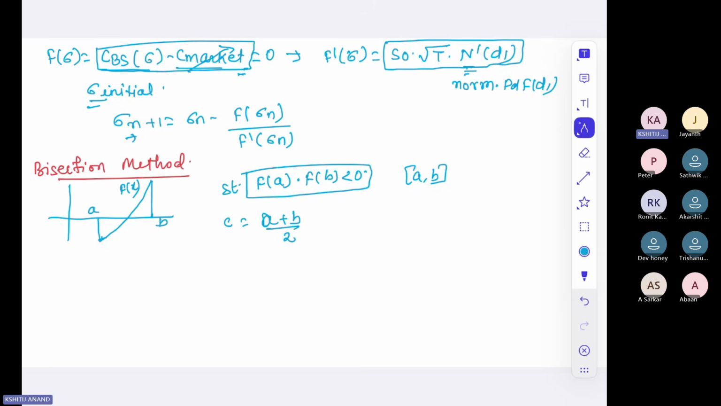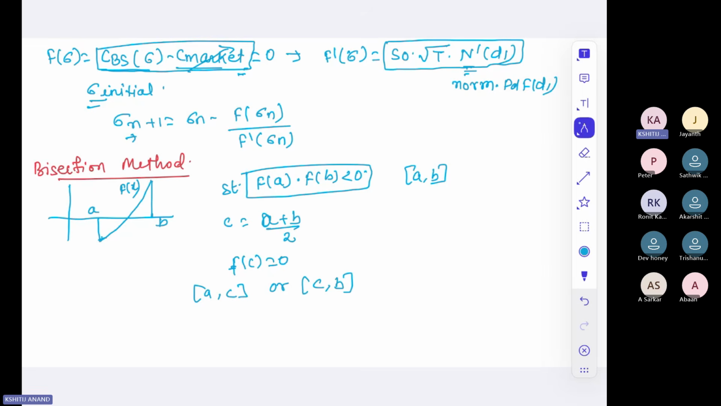So if I look at the midpoint, then I will be checking whether f of c is equal to 0 or not. If f of c is not 0, then I will be going with either a comma c, or c comma b. Which part will I be going with again? The part which is giving me the negative sign, right?